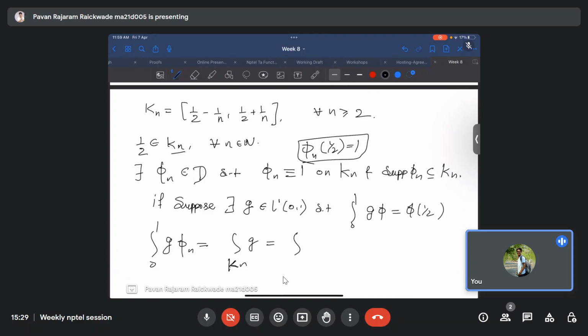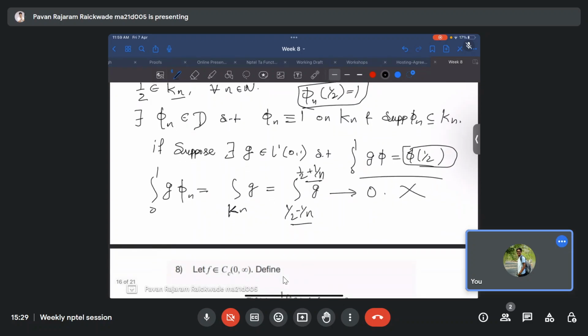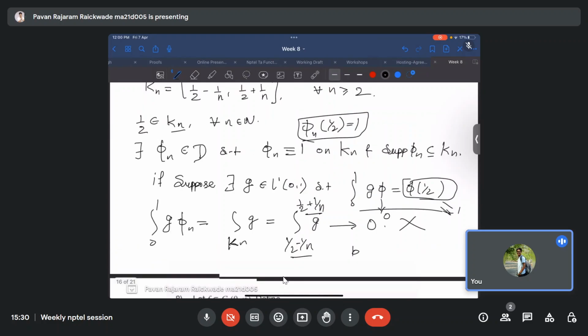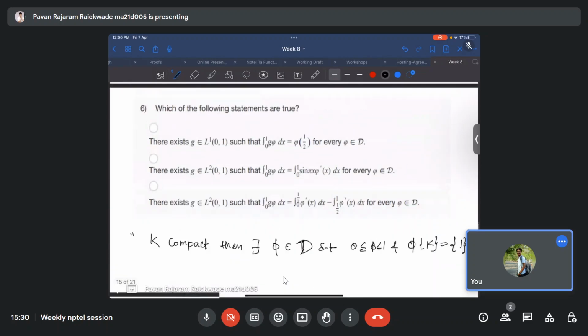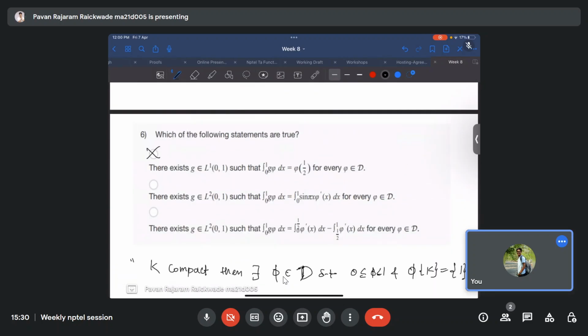What is Kn? It goes from half minus 1 by n to half plus 1 by n. But as n goes to infinity, these points both go to 1 by 2, so this integral has to go to 0. But phi n of half is always 1, so this should not happen. On the left-hand side we have 1, and on the right-hand side this integral is going to 0. So this is not true. There cannot exist a G in L1.